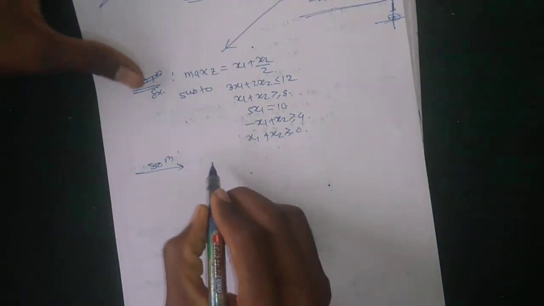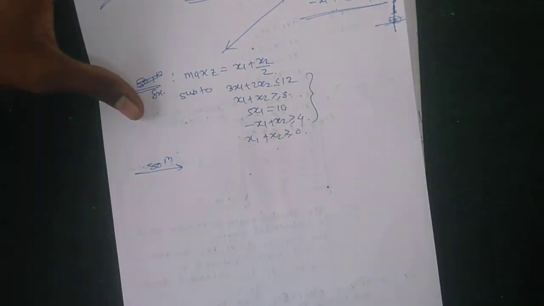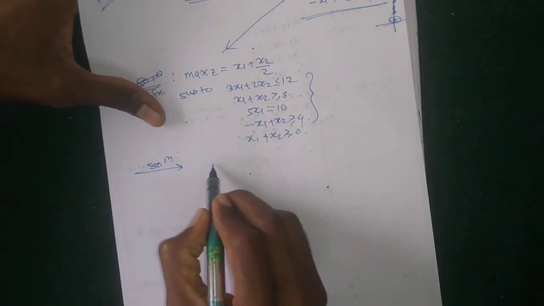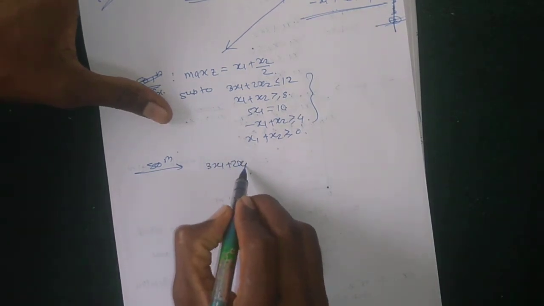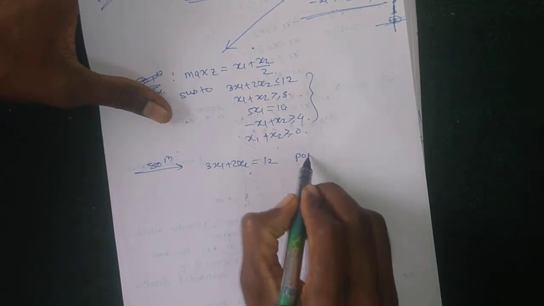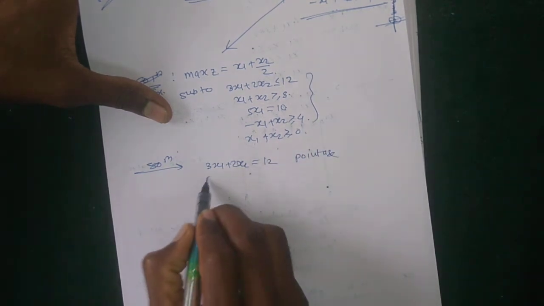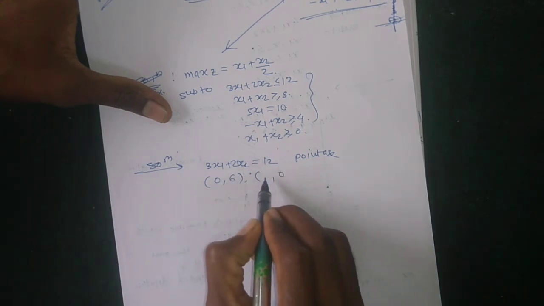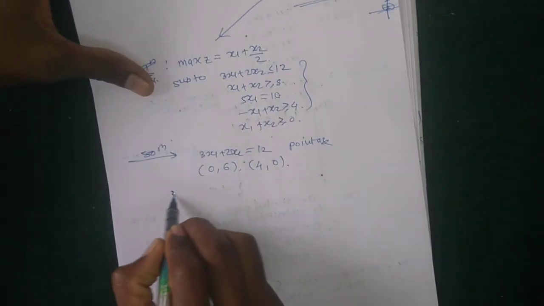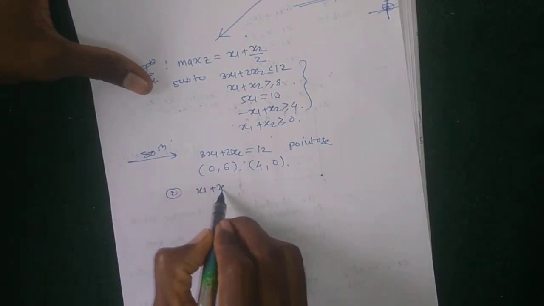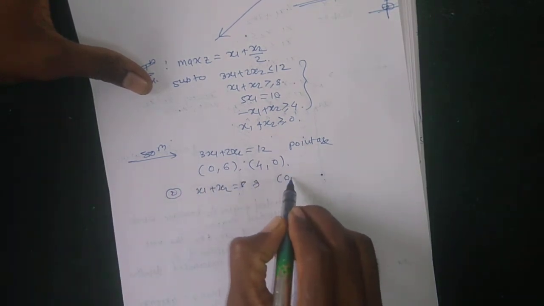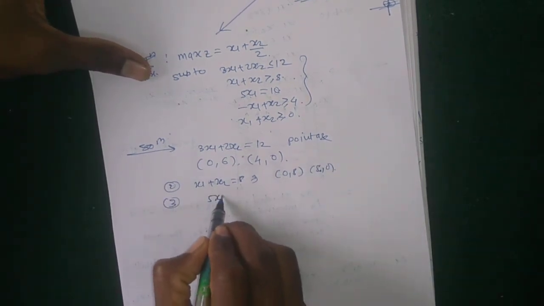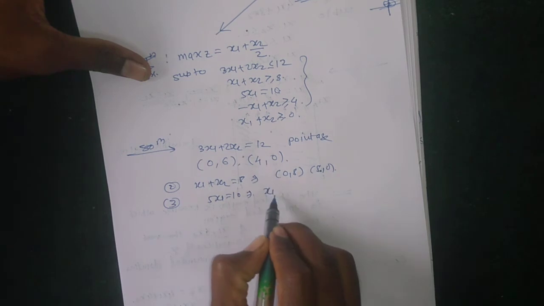example. Okay, firstly write all these constraints as equalities, and now we have to find points. So 3x1 + 2x2 = 12, their points are: when x1 = 0, then x2 = 6, and when x2 = 0, then x1 = 4. For second, x1 + x2 = 8, which implies that points are (0, 8) and (8, 0). For third, 5x1 = 10, which implies that x1 = 2.